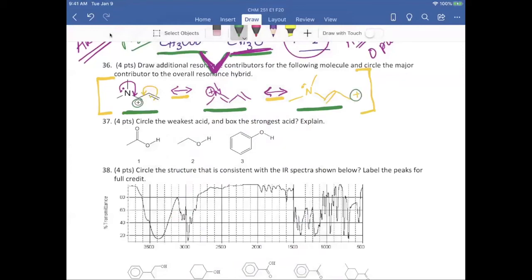Those don't have filled octets, and that's the first rule. This one in the center has all filled octets. Positive charge on the nitrogen, which we can handle because all of the octets are filled. So this is our answer.